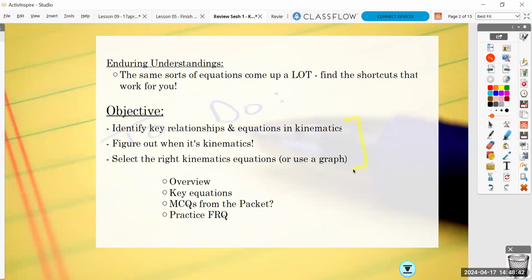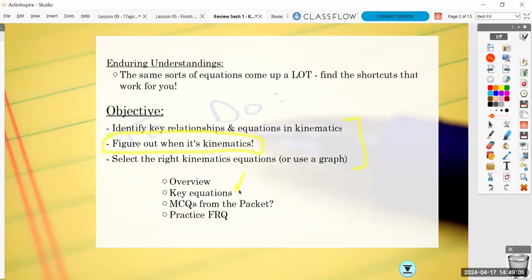The biggest single issue that people tend to have on the exam is they can throw any topic at you. So one question you always want to ask yourself is, how do I know when it's a kinematics question versus an energy question or a rotation question or a forces question? And then reminding ourselves how to select the right kinematics equation or use a graph. So we're going to do an overview. We're going to look at some key equations.